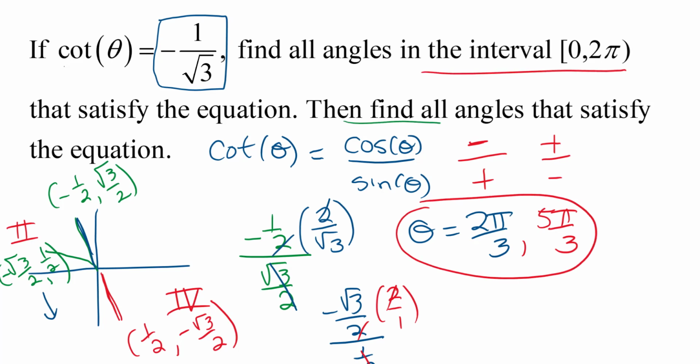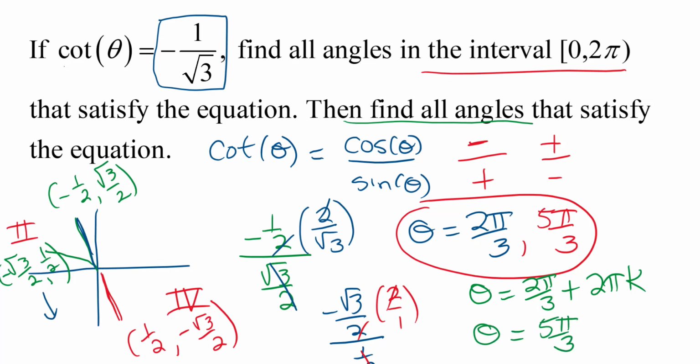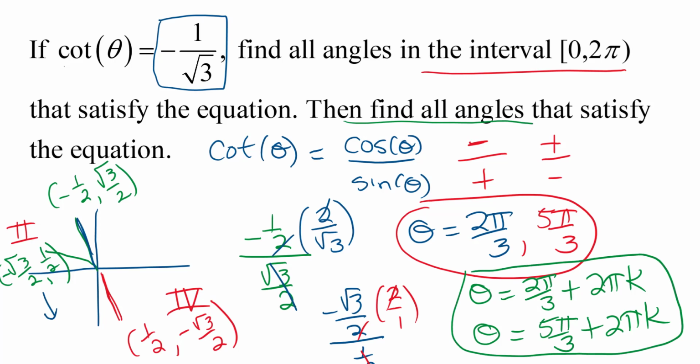Now let's answer finding all angles that satisfy the equation. And so the first one would be when we took theta equals 2 pi thirds and adding loops around, which are 2 pi k, and the k could be positive or negative to cover all loops. The second solution of all those angles would be when we had 5 pi thirds plus 2 pi k. So these are our answers for all solutions.